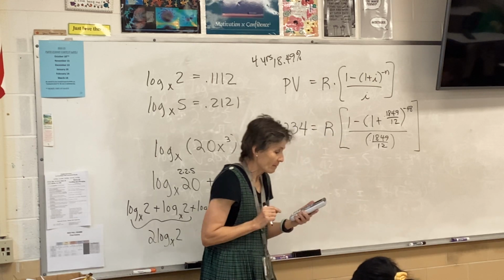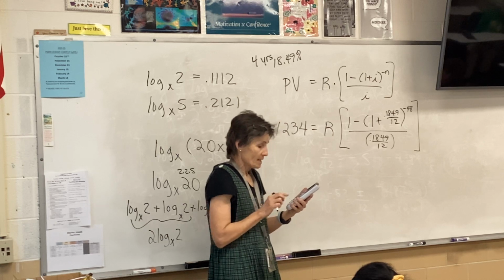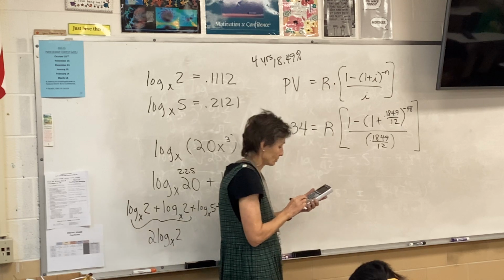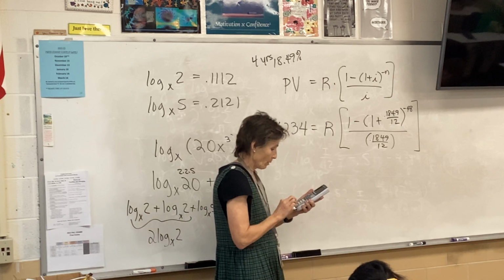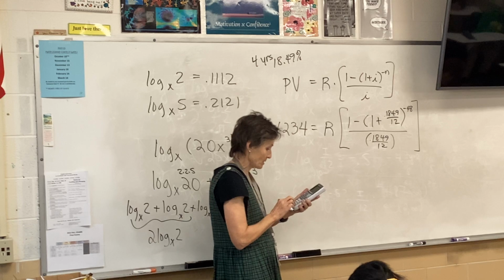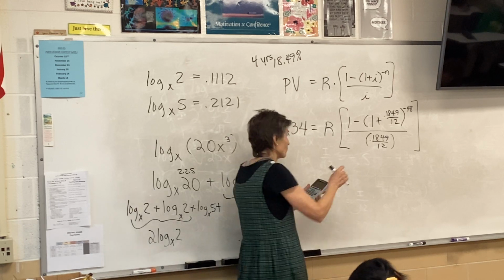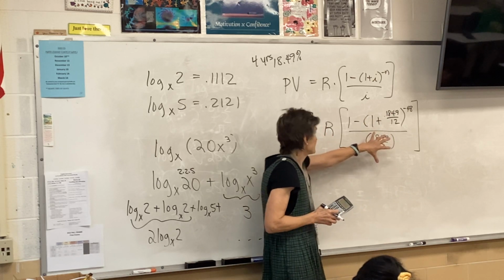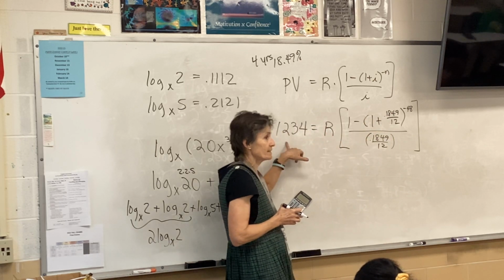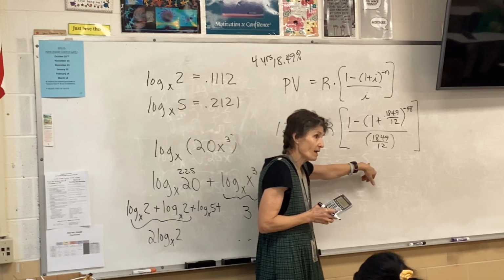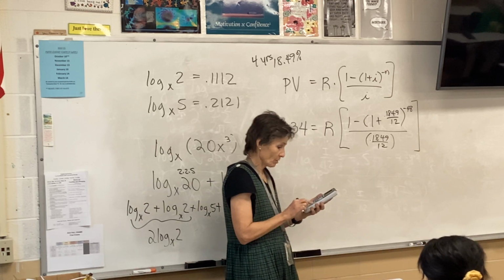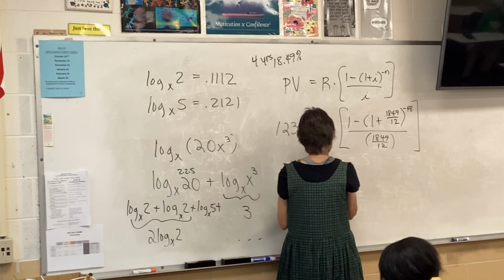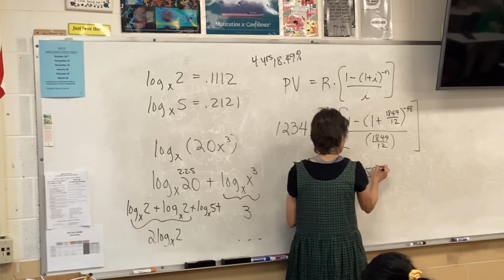Anybody else type in the top? I got 0.5199. Then I'm going to divide that by parentheses 0.1849 divided by 12. I got 33 point something. So this is like 33. To get R by itself, we're going to take this divided by that. So 1, 2, 3, 4 divided by the second answer. Looks like my payments are $36.57.